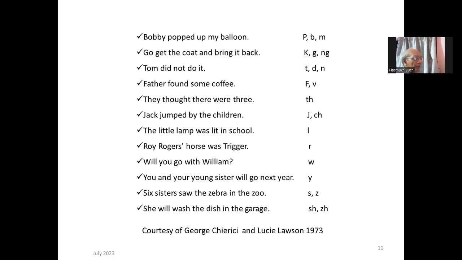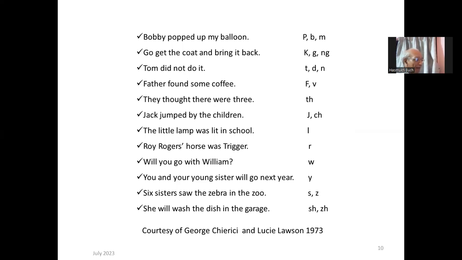Tom did not do it. T, D, N. Father found some cotton. F and V are there. Father found some cocaine. Well, V is not there, but F and TH are there. Father. They thought there were 3. Again, then Tom. Or TH is there.